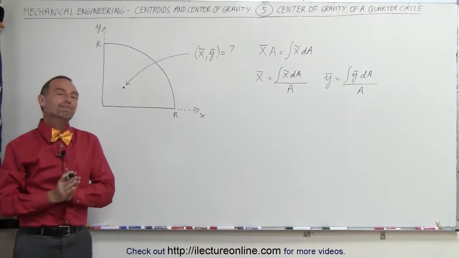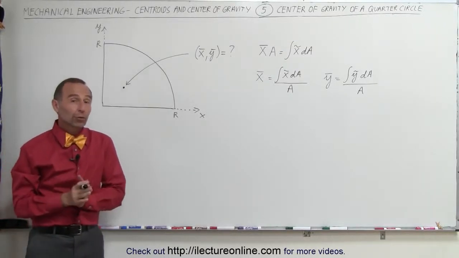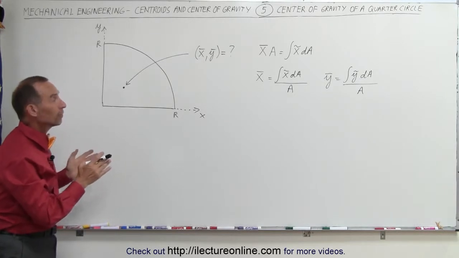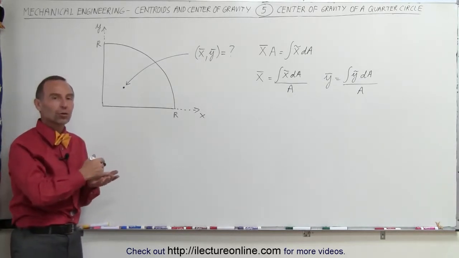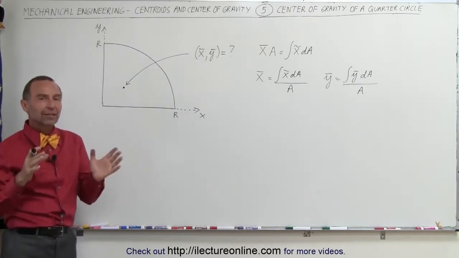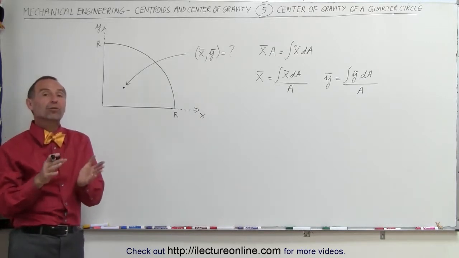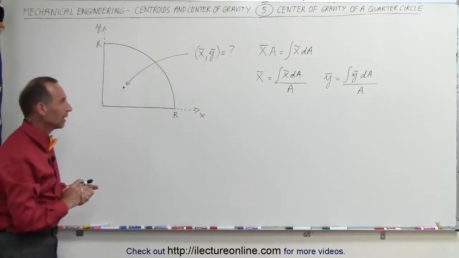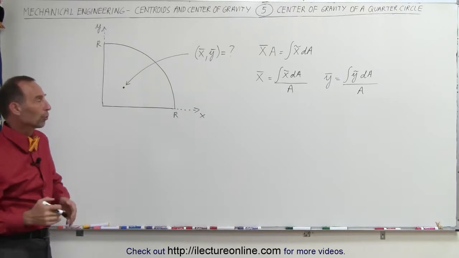Welcome to Lecture Online. Now let's put into practice what we've learned so far. What we're going to do here is, starting with a quarter circle, take a whole bunch of different kinds of shapes and find the center of mass or center of gravity of each of those shapes. In this case, we're going to start with a quarter circle.